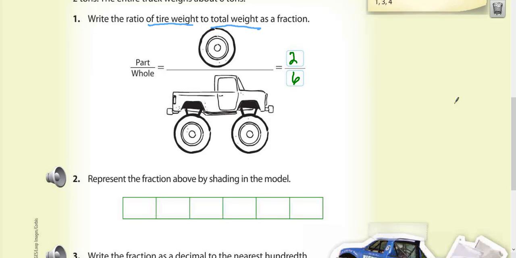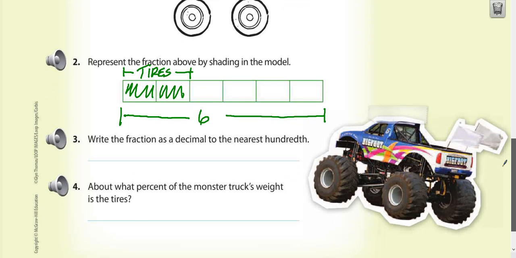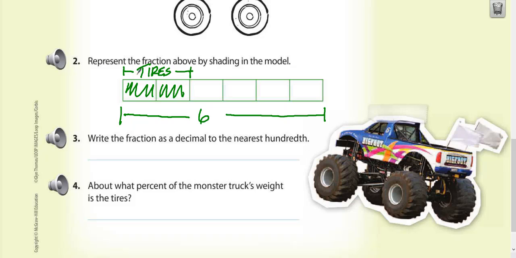Now we can represent that ratio as one of these fraction bars. So here's the whole thing. Here's the whole 6 tons. And here's the tire part. Here's the part that's just the tires. So we have a couple different ways of looking at this. So write this fraction as a decimal to the nearest hundredth.